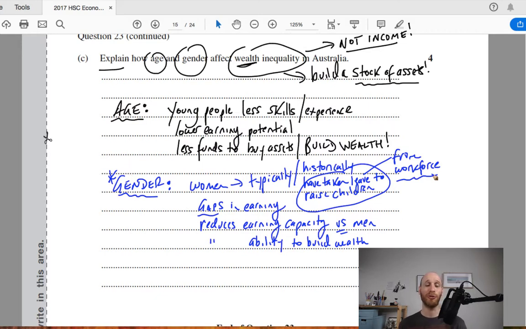Well, that would reduce their ability to build up higher incomes that could then be used to buy assets and build wealth. Now, you may not agree with all of this logic, but this is one way of trying to address the kind of theory that is being examined in this type of question.